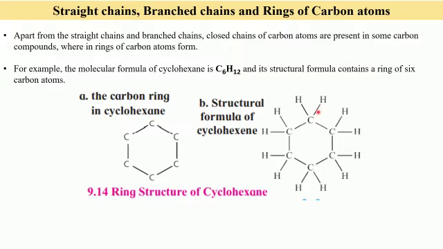1 electron it is sharing with this hydrogen, 1 with this hydrogen, third electron with this carbon, and fourth electron with this carbon. So likewise, to each carbon atom, 2 hydrogen atoms have been attached, and you get the formula C6H12. So this is the cyclic or ring or closed structure for carbon.